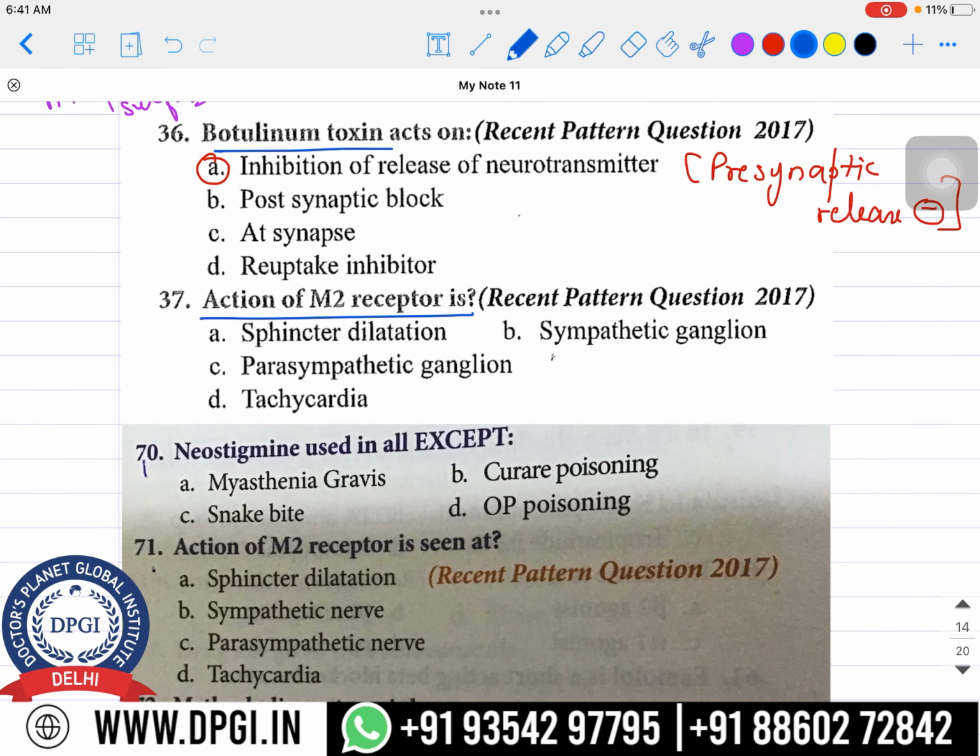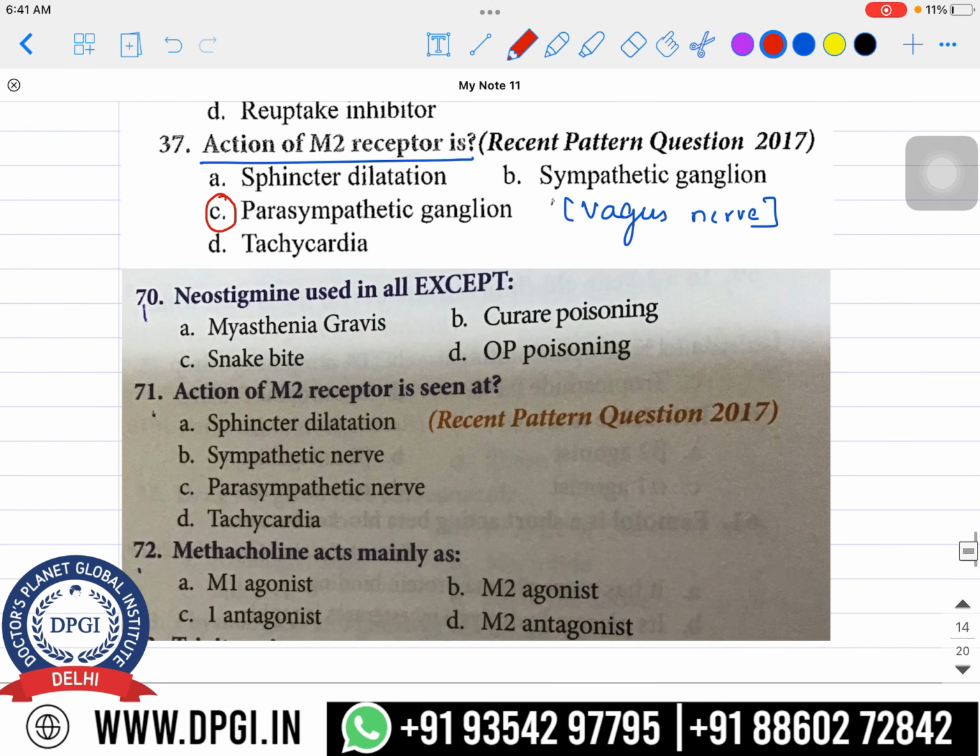Question number 37, the action of M2 receptor is asked over here. So M2 receptor, I told you M1, M2, M3, right? M2, I told you about the heart over there. In the heart, we have talked about bradycardia and all of those things happening, SA node, AV node, causing the blocks and the myocardium inhibition. So it will be causing bradycardia. I'm talking about the parasympathetic system over there, right? So it will basically be acting on the vagus nerve. So we are talking about the parasympathetic nerve or parasympathetic ganglion involvement over there, right?